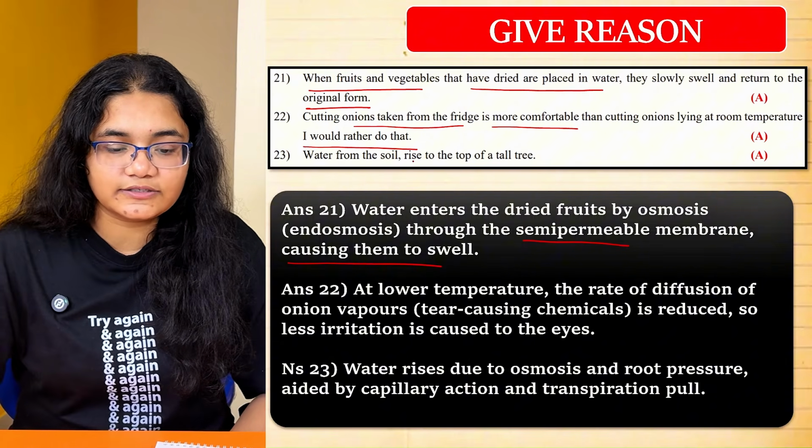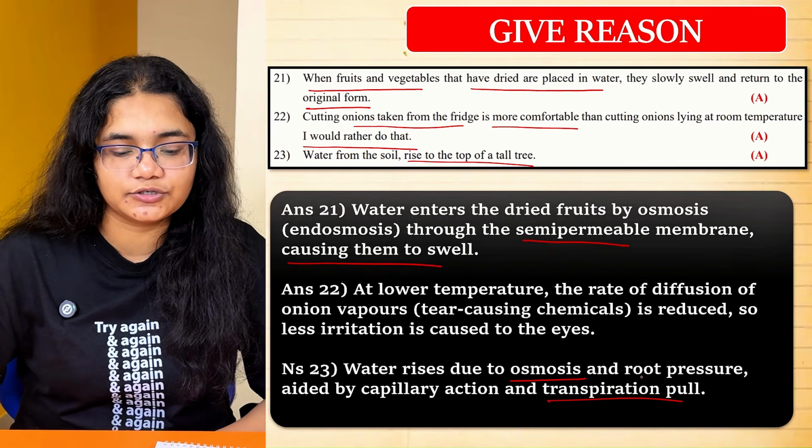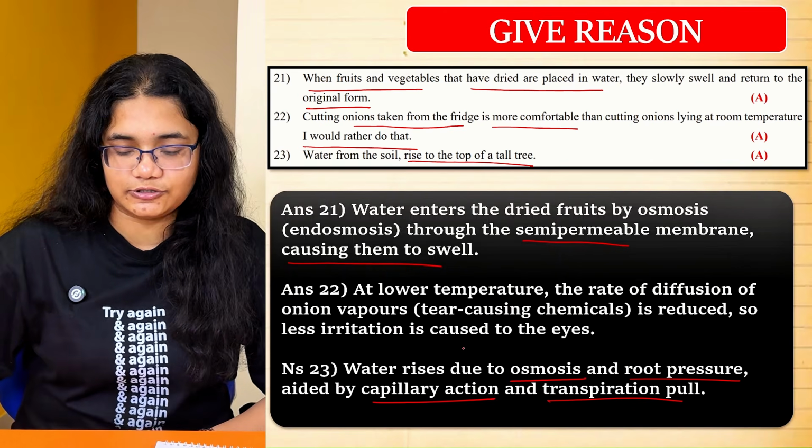Next, water from the soil is raised to the top of a tall tree. So now why does water rise? That is due to osmosis, transpiration pull, root pressure and capillary action.